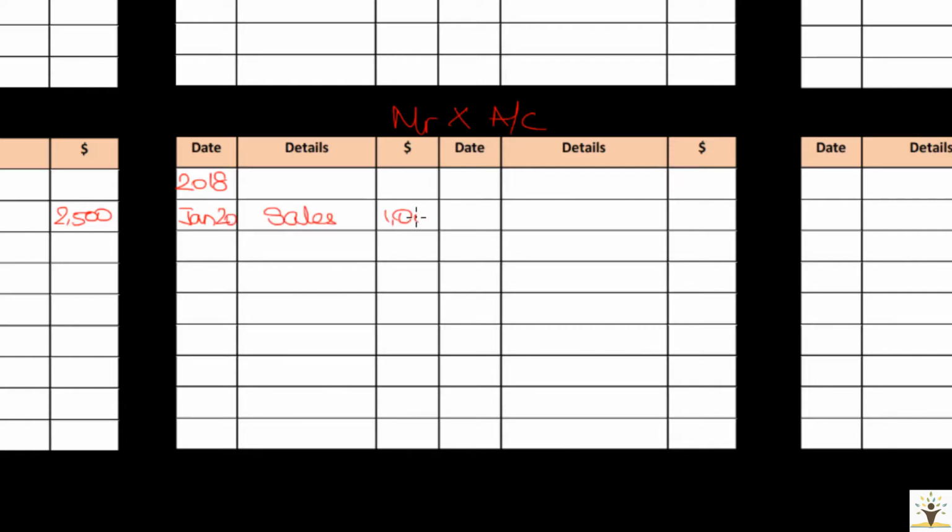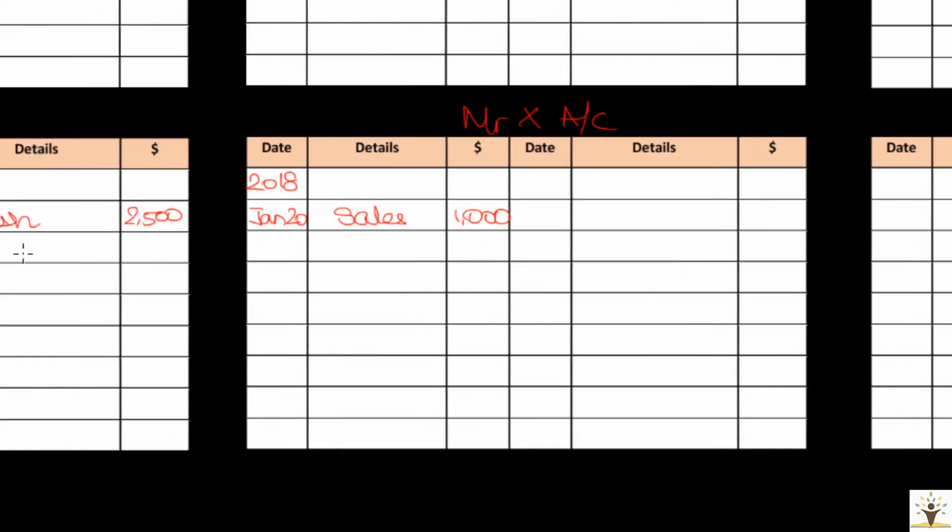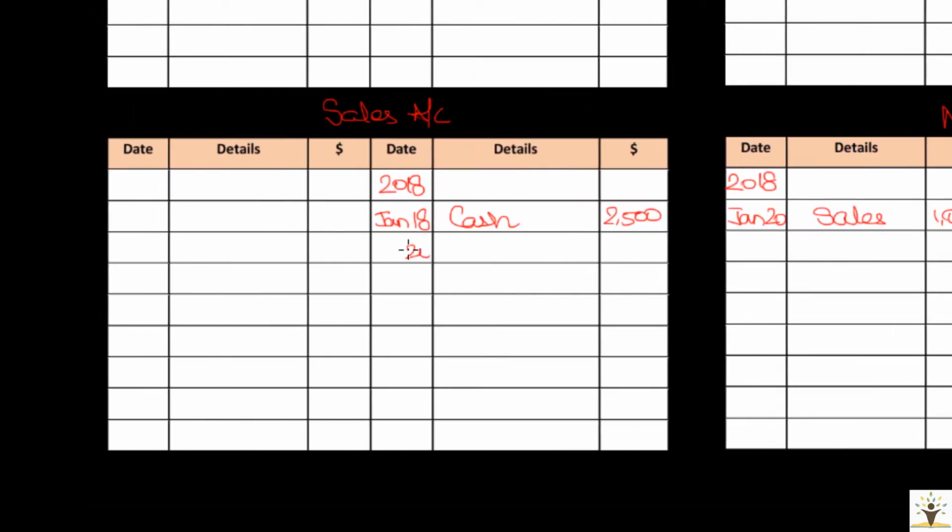Second effect in the sales account, go to the credit side of sales account, write down the date of the transaction, and details will be Mr. X, amount will be 1,000 again.